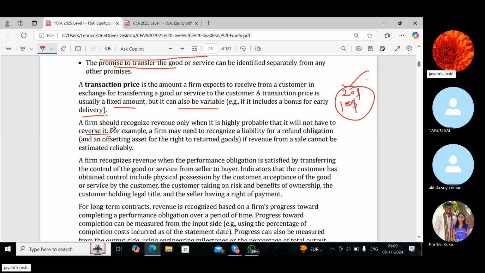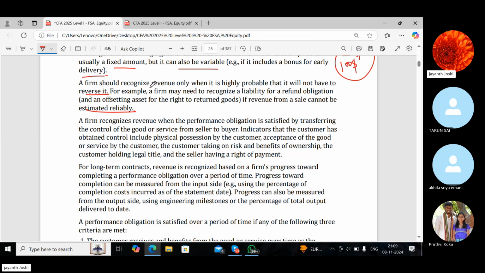For example, a firm may need to recognize a liability for a refund obligation if revenue from a sale cannot be estimated reliably. A firm recognizes revenue when the performance obligation is satisfied. So all these things have been done. The payment has to be received. And let's come to this.